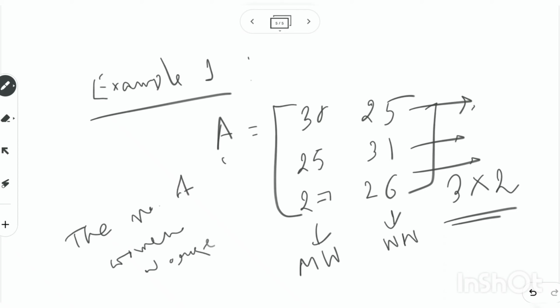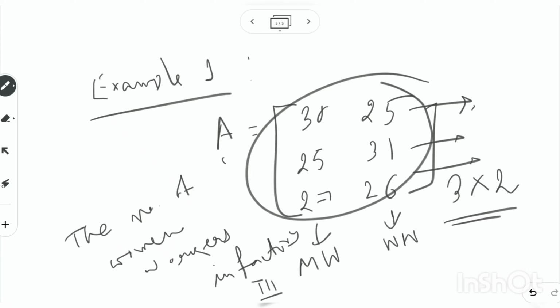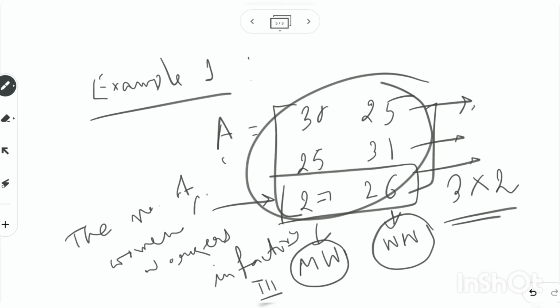factory 3. How may you know it? You may know it because, from the matrices, we know that this is the entry from factory 3, and this is the men workers and this is the women workers. So this is factory 3 and this is women workers.